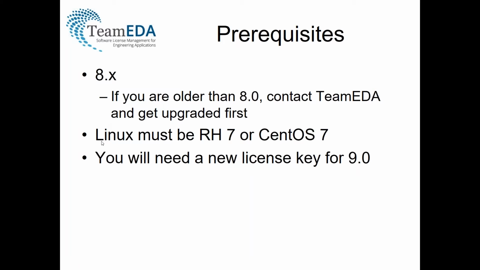So there's a little bit of a requirement there. If you are using Linux, you must be at Red Hat 7 or CentOS 7 or above. And you will need a new license key for 9.0. Slightly different architecture, so you do need that. Make sure when you upgrade to 9.0 that you contact us. You can contact support@teameda.com or call us at 603-656-5200, and we'll get you a new key for 9.0. So keep that in mind.